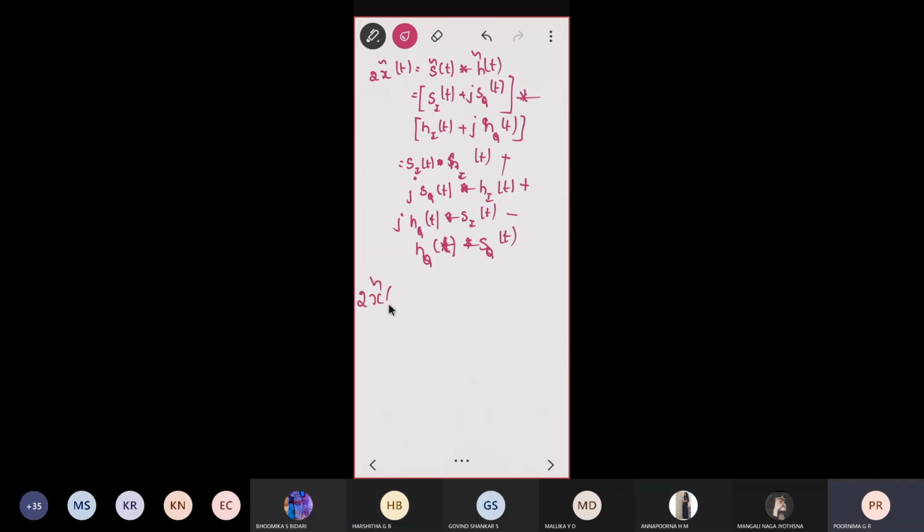Therefore x tilde of t is equal to two terms, real and imaginary. If I separate them, the real term is h I of t convolved with s I of t, minus s Q of t convolved with h Q of t. Is it correct? Plus the j terms.